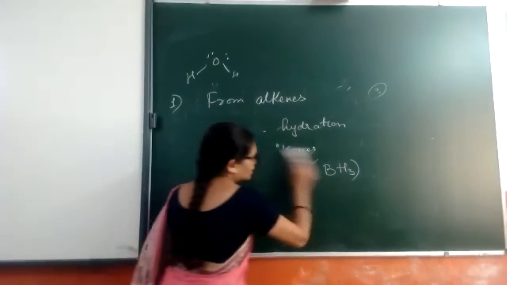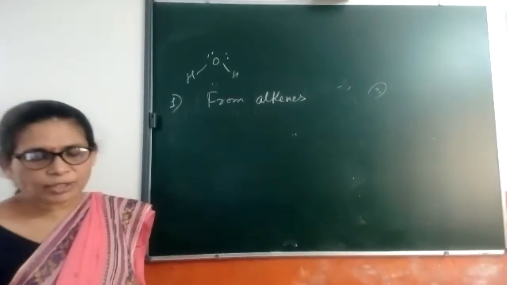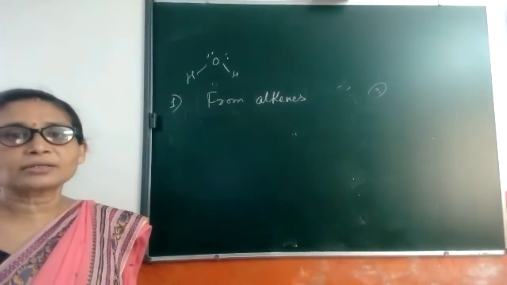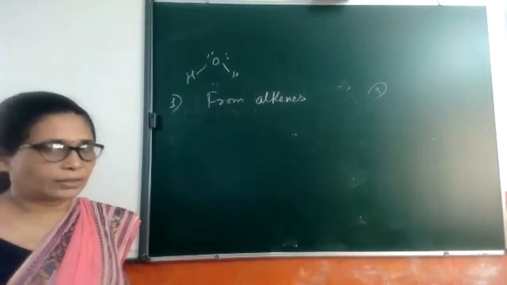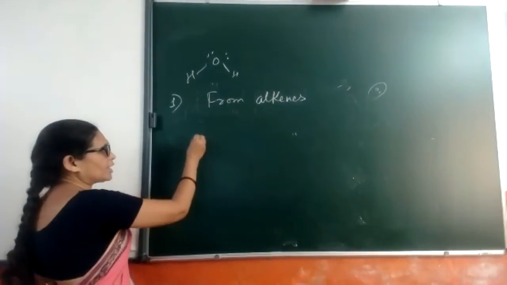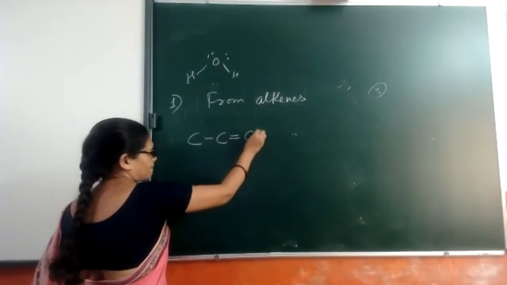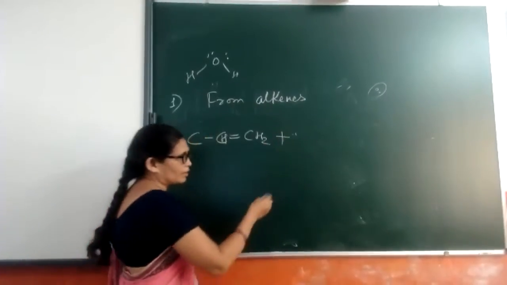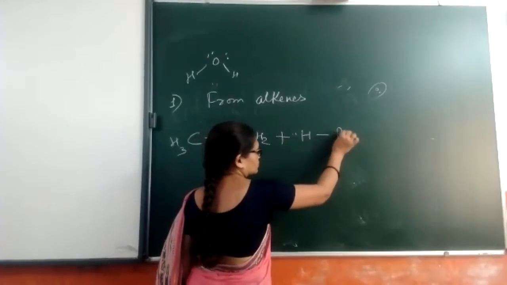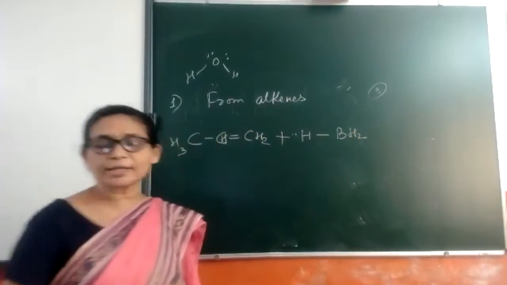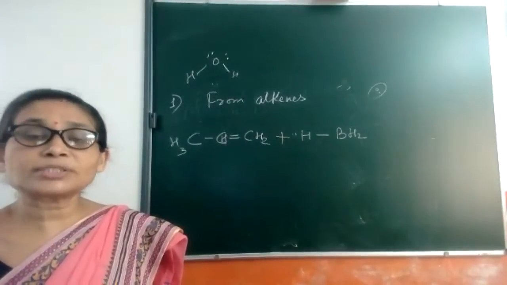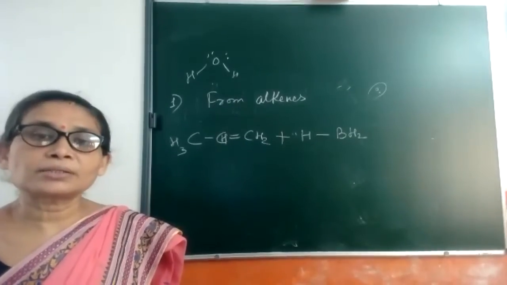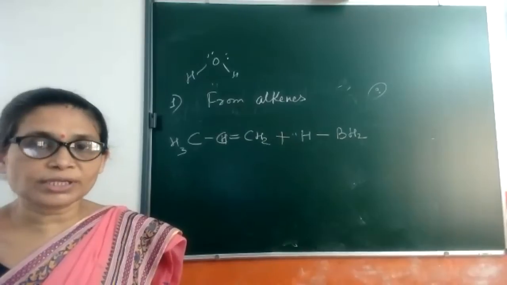So what will be the reaction? We can use ethene also, because from alkene it is written in the heading. That means we have to start with alkene. This time suppose we can take propene. Instead of ethene, I am taking propene, and using borane. Instead of writing BH3, I have written in this way, because addition will take place. But H2O2 we are using here.